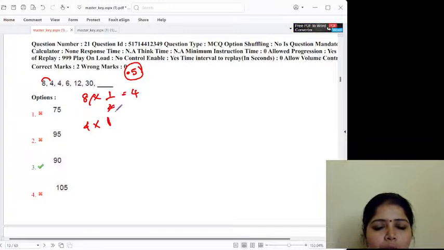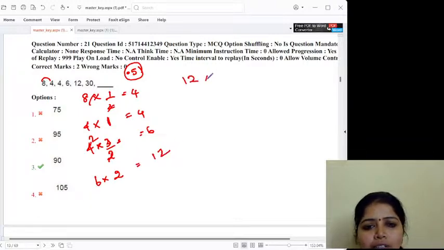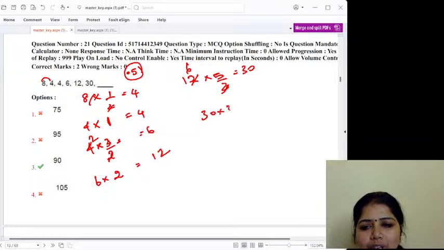This is 1.5, this is 4, and 4 into 3 by 2. What do you mean, 3 by 2 is 1.5, right? So that is equal to 6, and 6 into 2 is equal to 12, and then 12 into 5 by 2, that gives me 30, and 30 into 3 is equal to 90. Yes, so there is no mistake with this problem also.